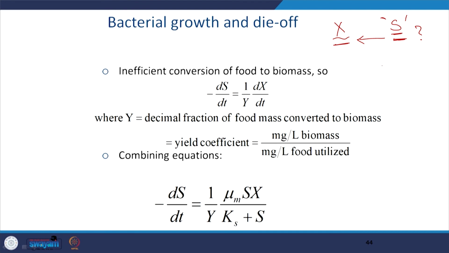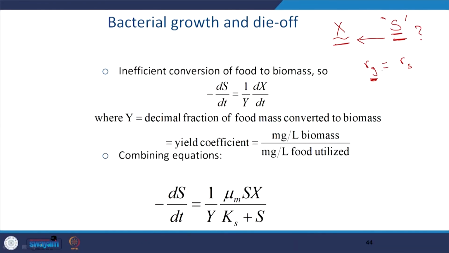So, here we have two aspects. The rate of growth of the microbes will be related to the rate of loss of the substrates, right? But both are not going to be the same. Why is that? The process is not so efficient. You have electron transfer, and there are other aspects, so it is not going to be as efficient. That is why you are going to have a variable here which we call the yield coefficient.